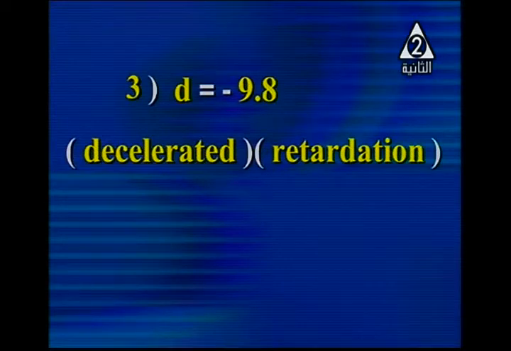Number 3, the acceleration is negative 9.8, decelerated or retardation. Va smaller than 0, this is decelerated or retardation. Retardation means Va smaller than 0 or negative, but when Va is more than 0 it is accelerated. But in this case Va smaller than 0 is retardation.